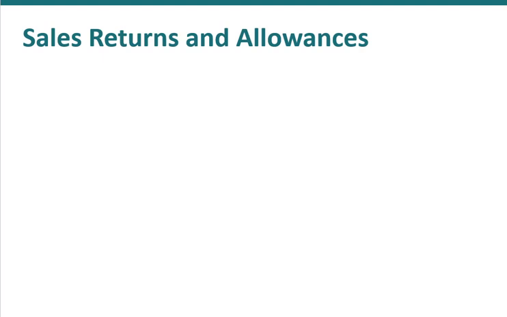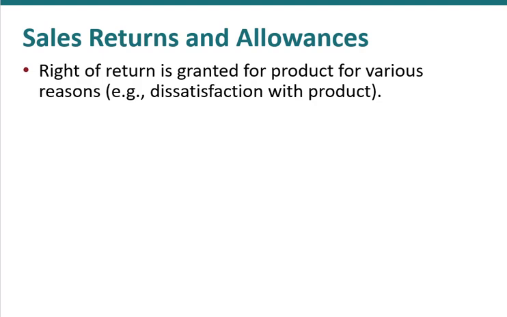In this video, we're going to discuss journal entries related to sales returns and allowances, as well as potential adjusting journal entries that we may need to make if we've granted our customers rights to return merchandise. We can grant customers the right of return for a variety of reasons, perhaps dissatisfaction with a product or as an inducement to encourage them to make a purchase.